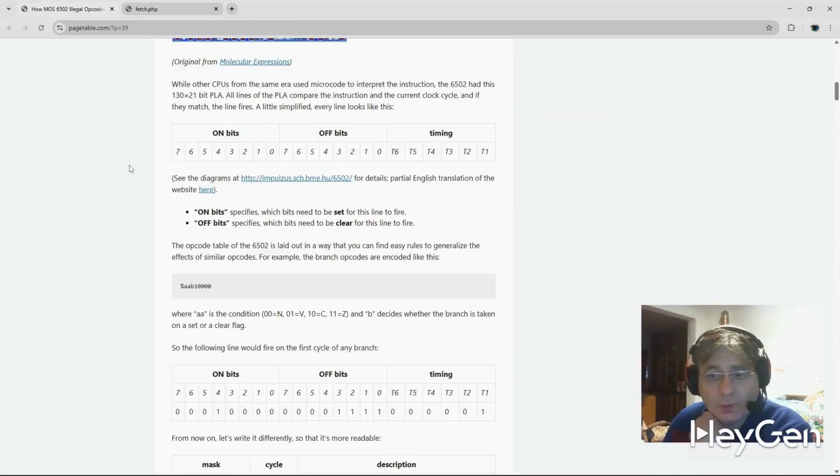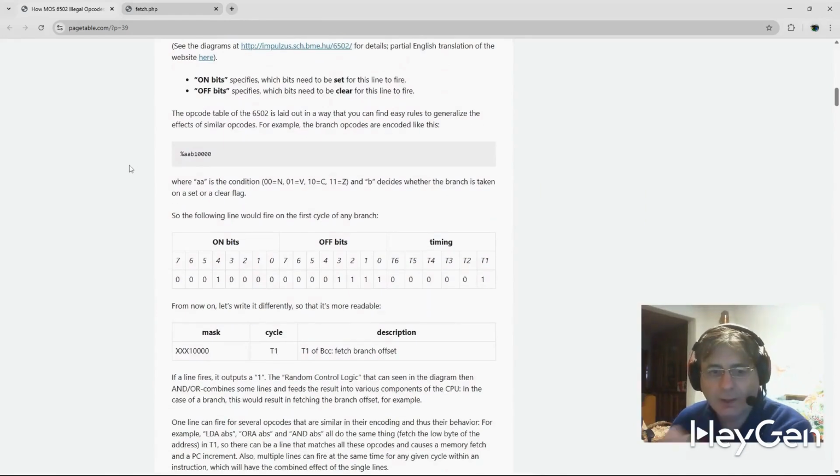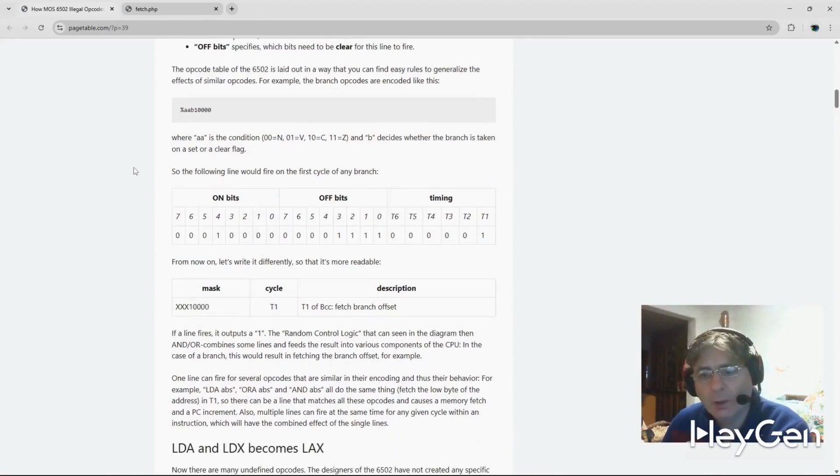However, how do illegal codes work? And here we have a more extensive discussion. They do not have specific and actual lines in the PLA. So, as I mentioned earlier, they often correspond to combinations of similar legal or documented codes. For example, if we take AF, as we saw in the previous video, this corresponds to LAX absolute and combines the functionalities of AD and AE.